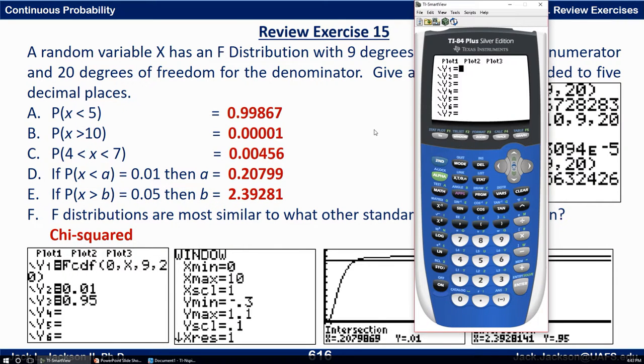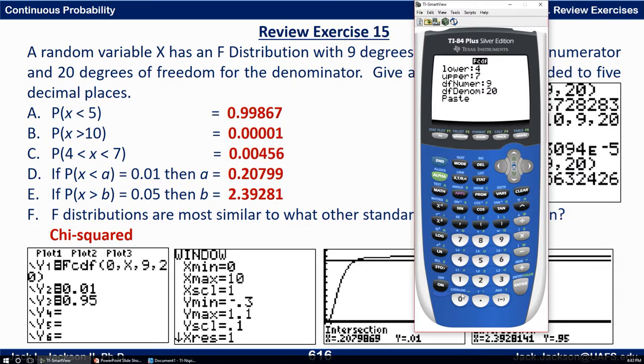Now, we don't have that on the Inspire. I mean, you do have it on the Inspire. You don't have it on the TI-84. So what we're going to have to do on the TI-84 is graph the F CDF. Now, really, this is what you're doing all the time. The others are just kind of a shortcut.